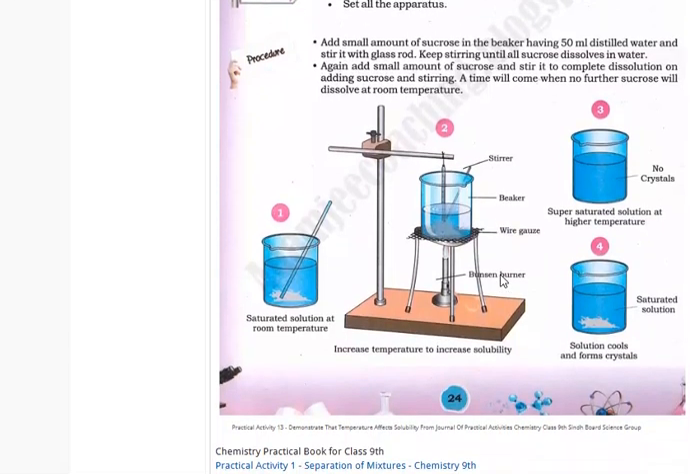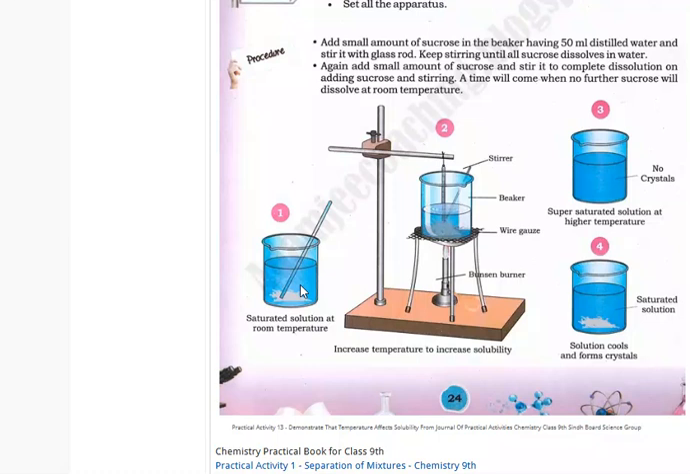First of all, we will discuss what process is happening over there. If we take a glass rod or a stirrer and take 50 ml distilled water in this beaker and add some sugar, meaning sucrose, in it, and stir with this rod, we can see that all the sucrose will dissolve in it. And if we do the same again, we will observe that all the solute also dissolves in this beaker.